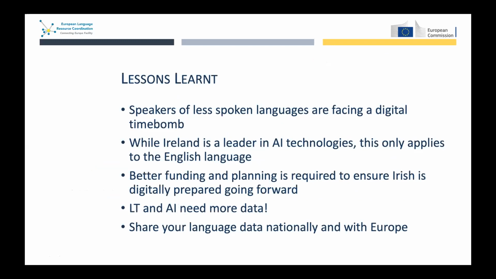Okay, so the lessons learned. Basically, the speakers of lesser spoken languages across Europe are facing a digital time bomb. So the idea is that as the world progresses, we're moving into a more digital era, and it's going to be so prevalent, if the technology is not there for a particular language, people will have to default to using it in another language, and the language becomes less used. While Ireland is a leader in AI technologies, as a country, this actually only applies to the English language. And we need better funding and planning to ensure that Irish is digitally prepared going forward.